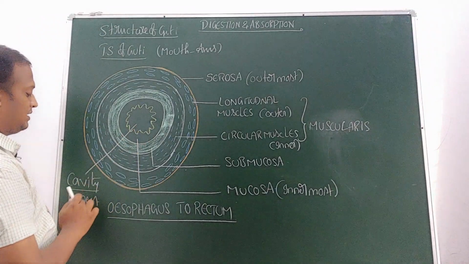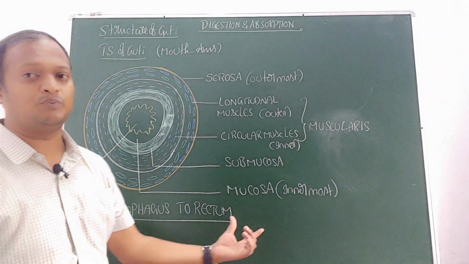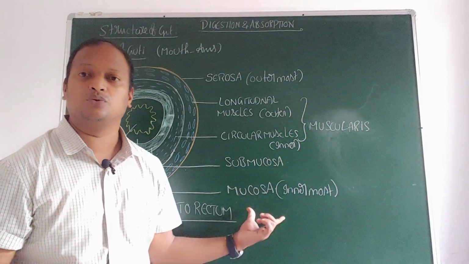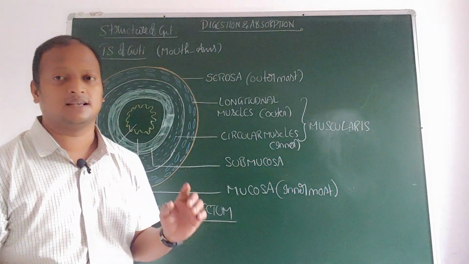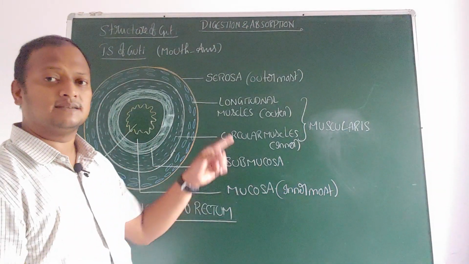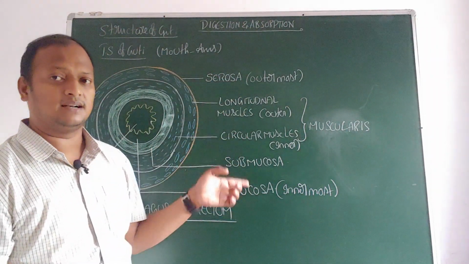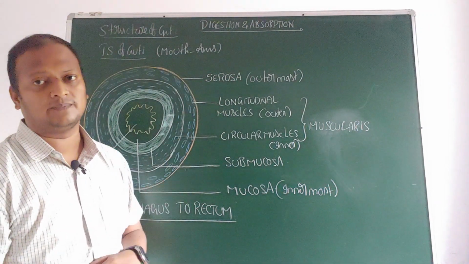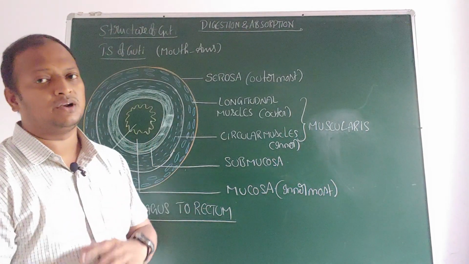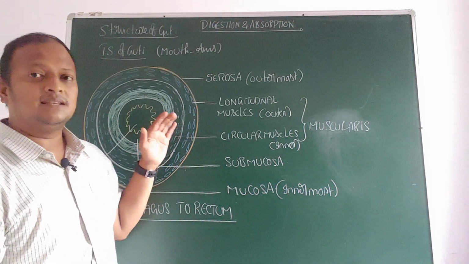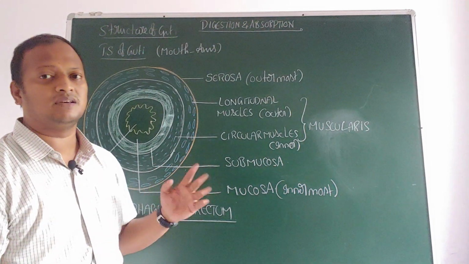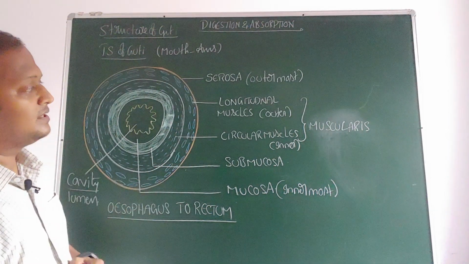The cavity or lumen of the gut is lined by which membrane? The cavity or lumen of the gut is lined by mucosa. Clear, students, until this? Okay. So the diagram is important, labeling is important. What are the labels of the gut? Outer to inner and inner to outer. So all are important for both the subjective and objective point of view also. So what is the importance of these layers, and what type of materials are these layers made of? That point we need to discuss.